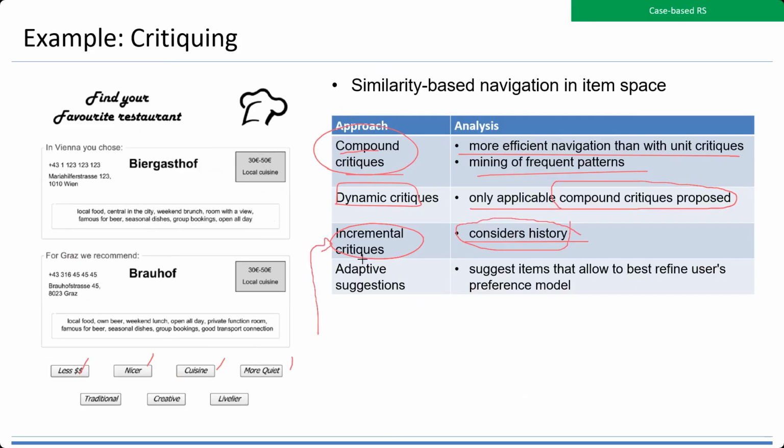Or we can have another kind of suggestion, an adaptive suggestion. It suggests items that allow us to best define the user's preference model. For example, there are some suggestions like private function room or famous for beer. So it is some adaptive suggestion which is not available in the critic.